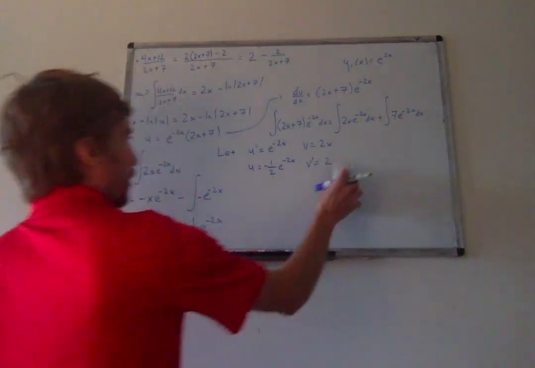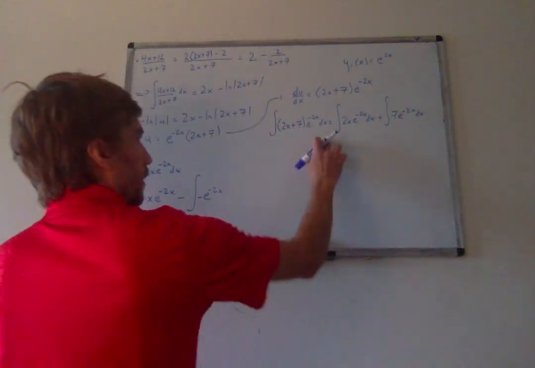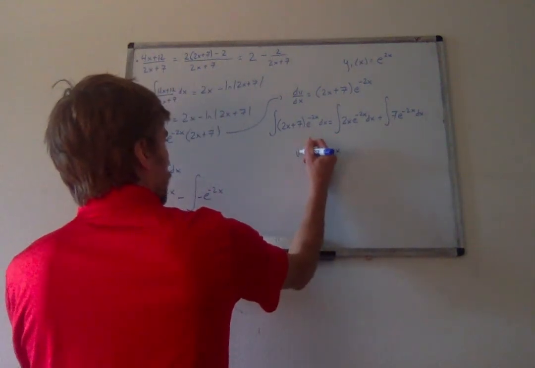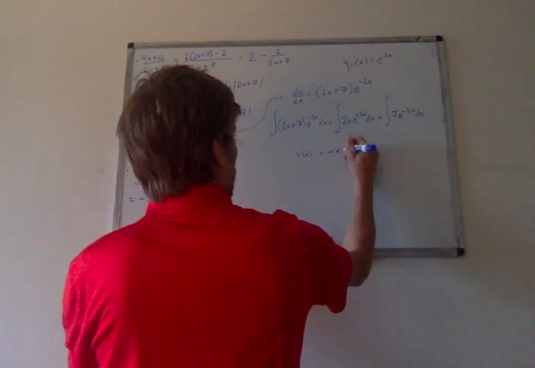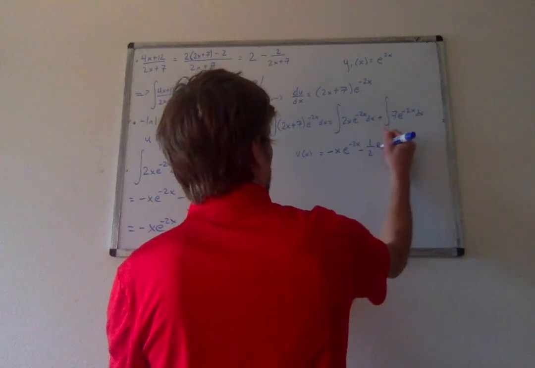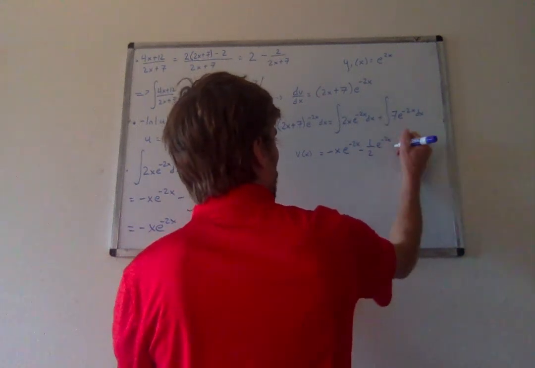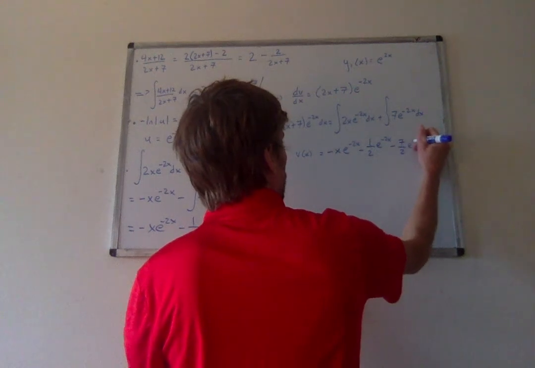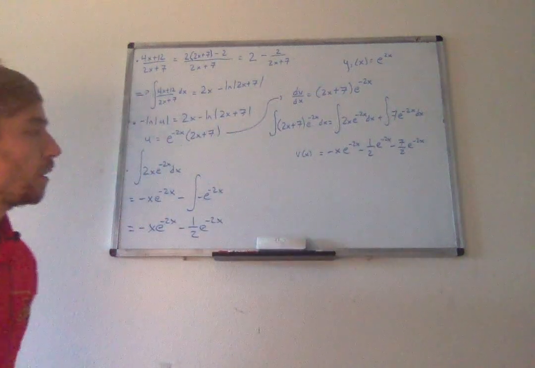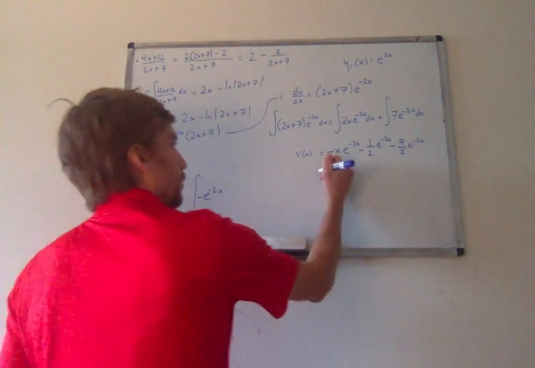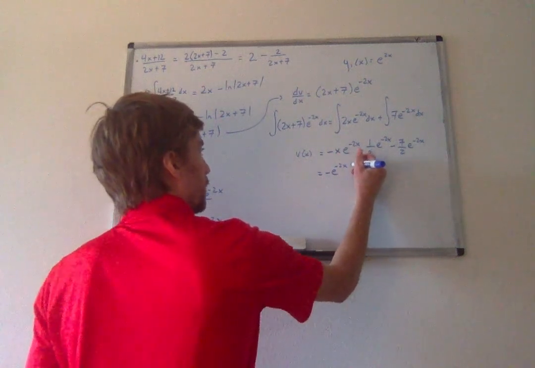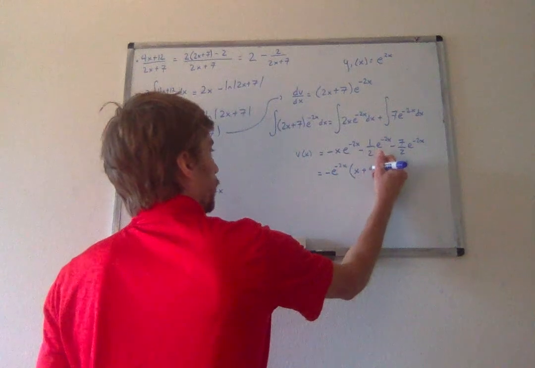And so this is equal to negative x e to the negative 2x minus 1/2 e to the negative 2x minus 7/2 e to the negative 2x, and this will actually be equal to v of x here. And so this last term is just the integral of this function. All right, so v of x is equal to negative e to the negative 2x times x plus 4.